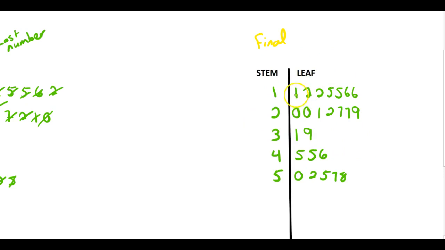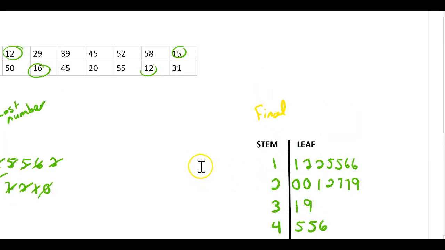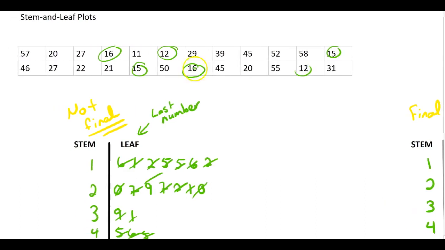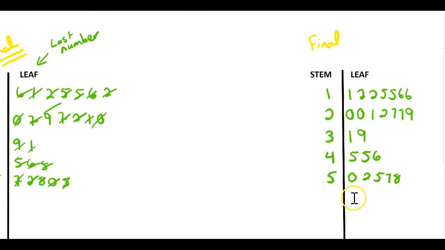I can also go through here and count up 1, 2, 3, 4, 5, 6, 7, 8, 9, 10, 11, 12, 13, 14, 15, 16, 17, 18, 19, 20, 21, 22, 23, 24, which is how many original data points I should have up here. So I should have 24 as my N. That's how many leaves I end up having in my stem and leaf plot.